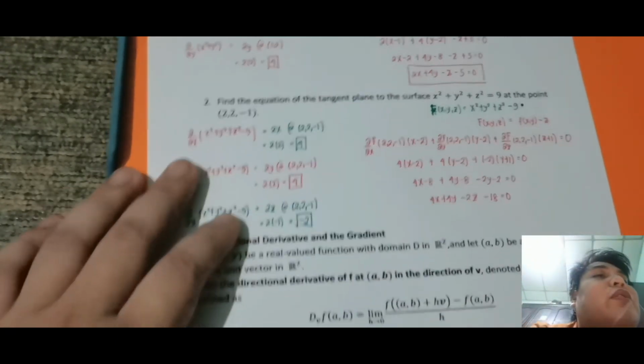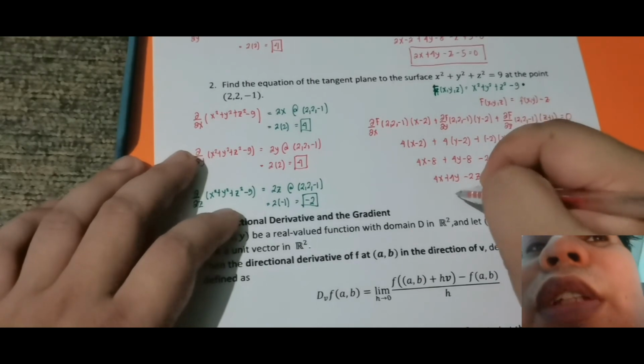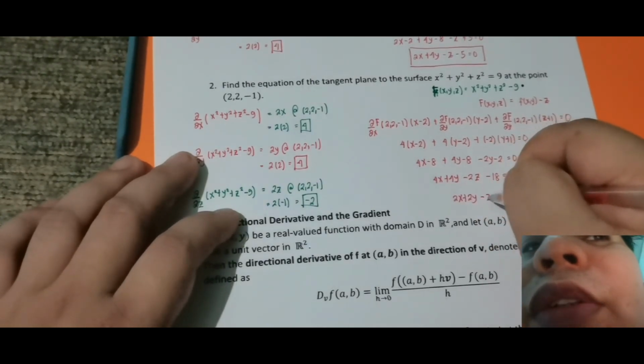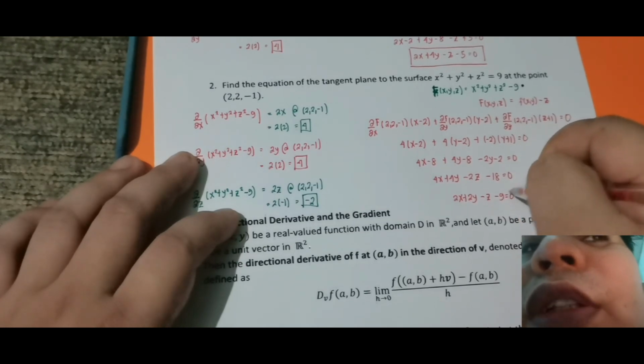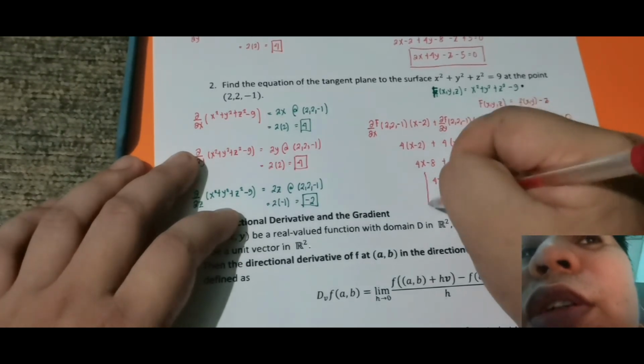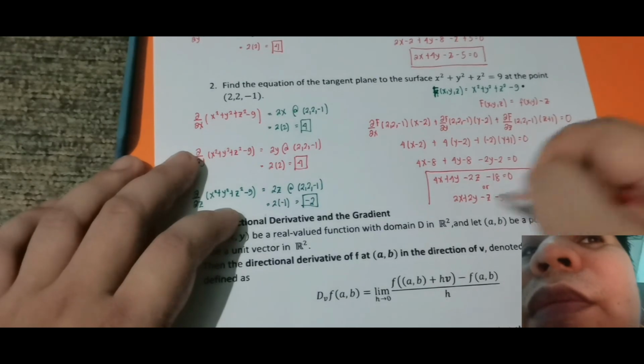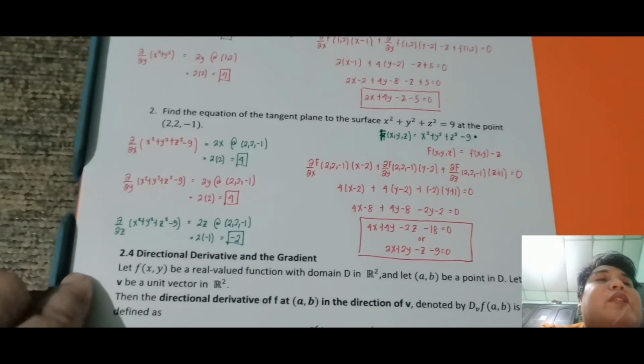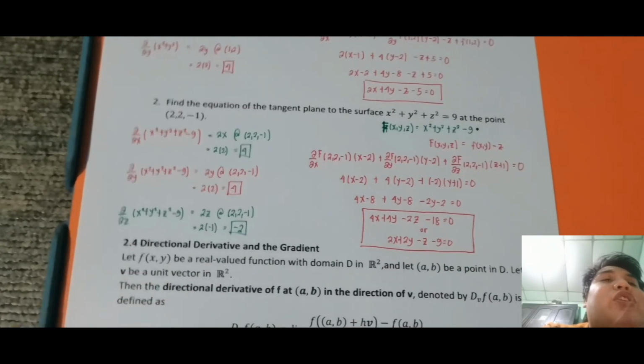So divide natin both sides by 2, o yung whole equation can be reduced as 2x plus 2y minus z minus 9 is equal to 0. So pwede mo kasi siyang i-simplify actually. Okay, so therefore yan yung ating tangent plane, or equation of the tangent plane.